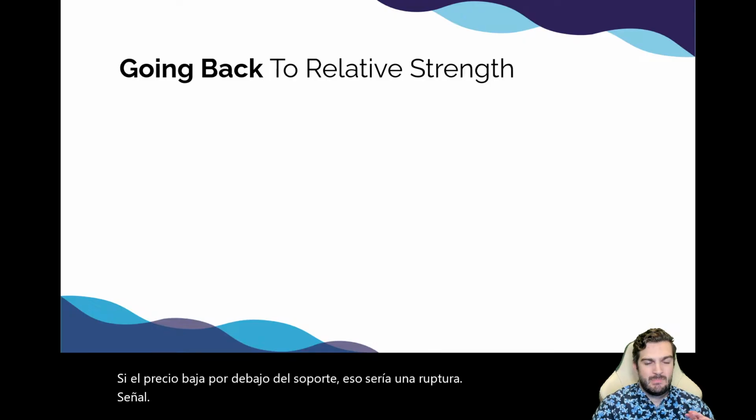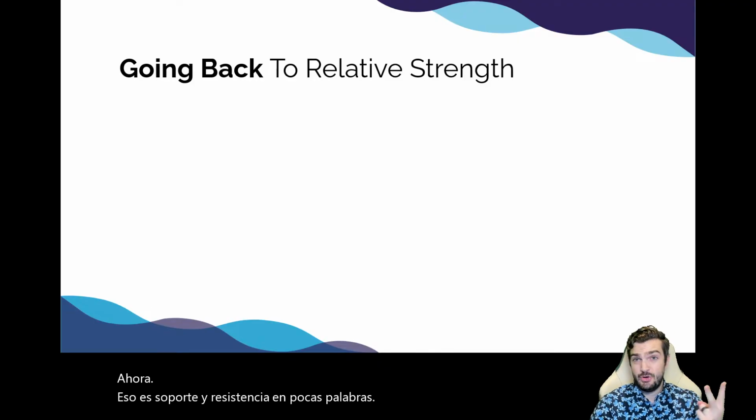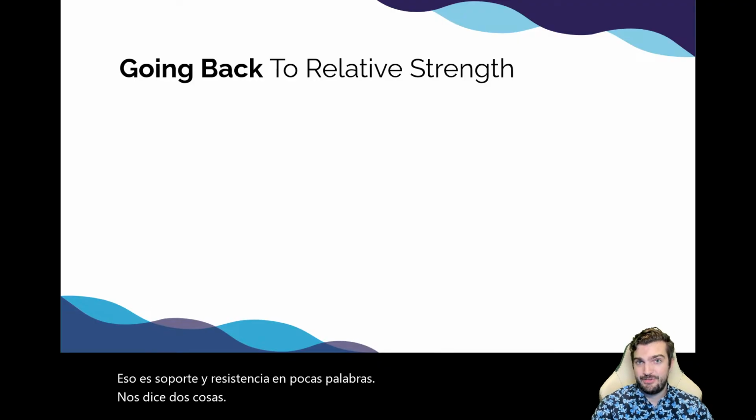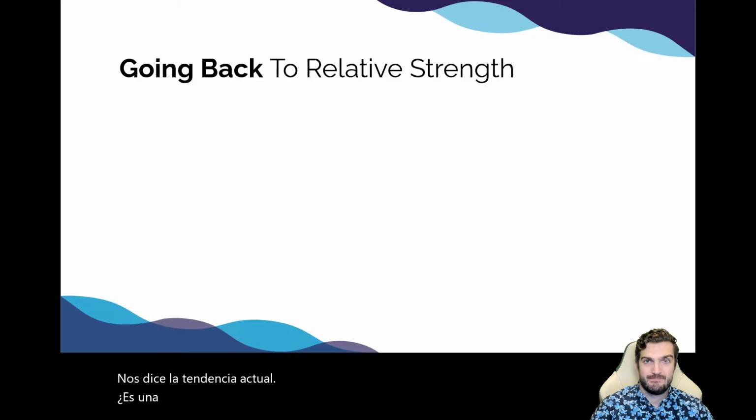Now, that is support and resistance in a nutshell. It tells us two things. It tells us the current trend: is it an uptrend or a downtrend? And it helps us to find those signals. Is the most recent signal a breakout, the price going above resistance, or a breakdown, price going below support?